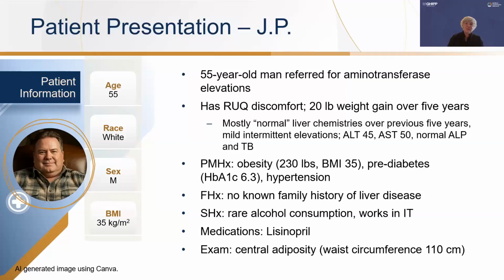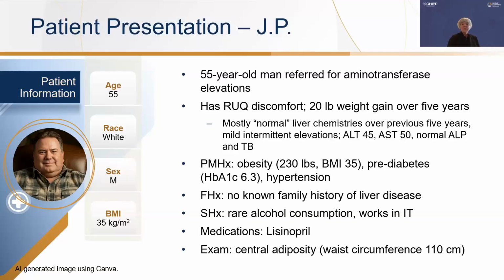So this is JP. He's a 55-year-old man referred for elevated liver enzymes, right upper quadrant discomfort, and 20-pound weight gain over 5 years. He has had mostly normal liver chemistries over the previous 5 years, with mild intermittent elevations of his ALT 45, AST 50, normal alkaline phosphatase, and total bilirubin.